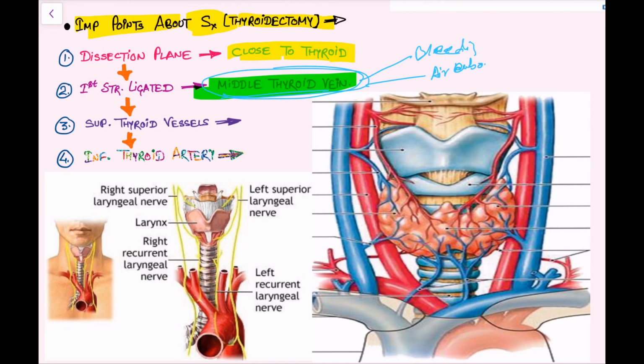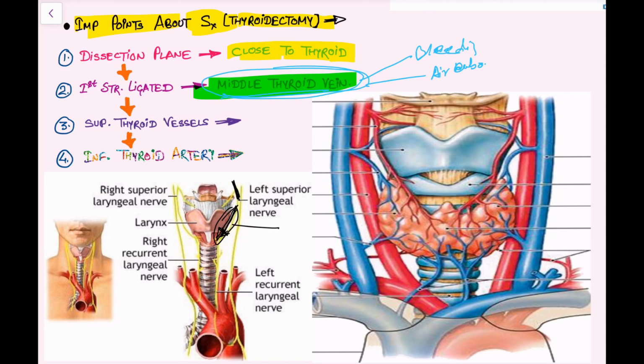And whenever we are going to ligate the superior thyroid artery, it should be skeletonized, ligated individually and close to the thyroid. Why? Because to prevent injury of this external branch of the superior laryngeal nerve. Okay, external branch of superior laryngeal nerve. So we will ligate closely to prevent injury of this external branch of the superior laryngeal nerve.